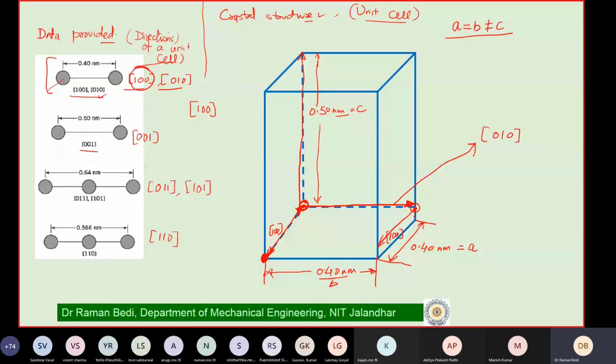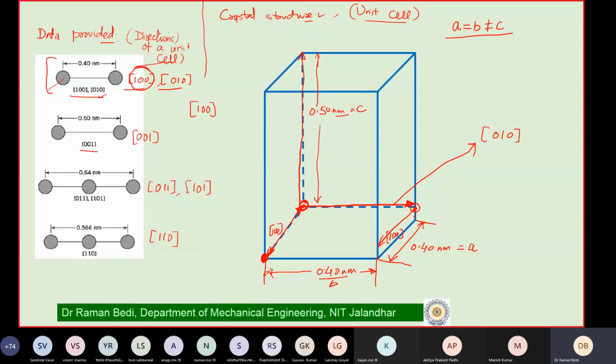So right now I get that it is not a cubical system. That is what is clear to us, because the z lattice constant is not equal to the x and y directions. a and b are equal, but c is unequal. Okay.